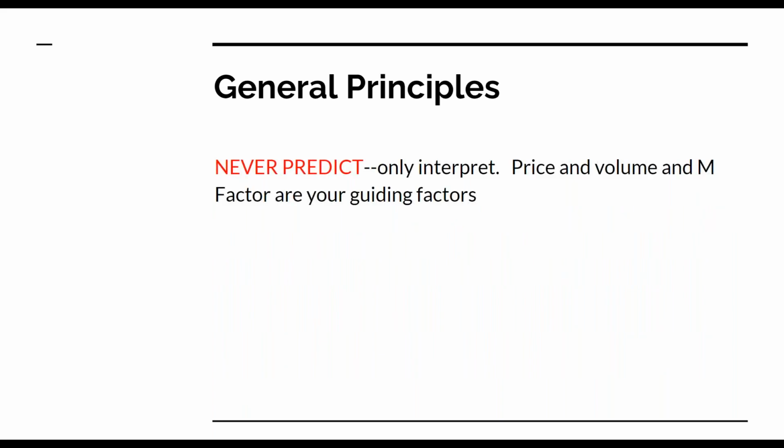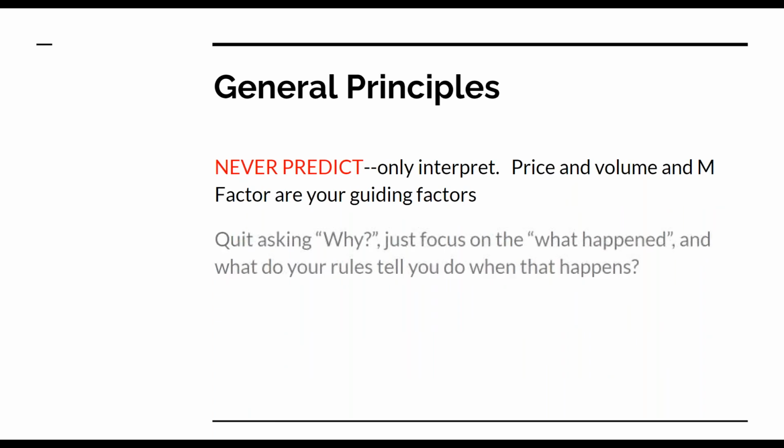So don't predict, only interpret. O'Neill teaches that. Price and volume and the M factor are what guide you. This one's important: quit asking why. Why did that stock go down? The earnings were great. No, focus on what happened. Hey, the stock went down. That's not good. Or my sell rule's getting triggered. And what do your rules tell you to do when you see X happen?